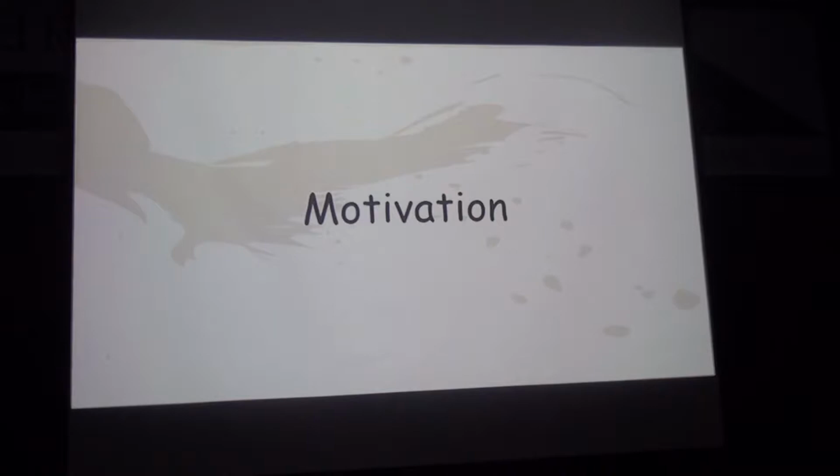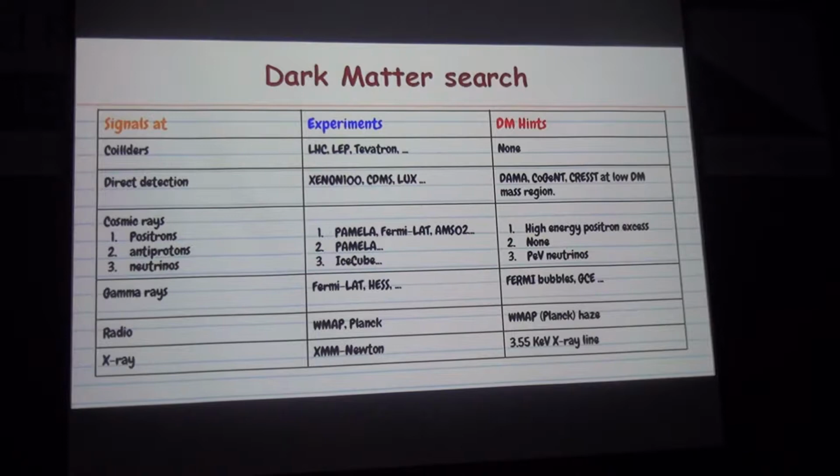Okay, motivation. Let me summarize the dark matter search so far. So far we didn't see any dark matter. And in direct detection, there are two branches. One group of direct detection searches say they find dark matter, which is DAMA, CoGeNT, and CRESST, at the low mass dark matter region. And the other branch, such as Xenon 100, CDMS, and LUX, gives a very stringent limit.